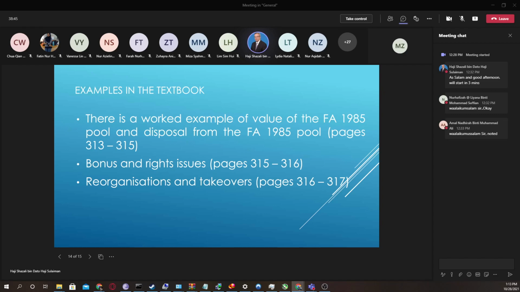Continuing the above exercise, suppose that Oliver sold 3,000 shares. Okay, so he sold 3,000 shares on 10th of July 2018 for 24,000. Compute again the value of the 1985 pool following the disposal. And then the indexation factor has been given as 1.852. And then from July 1986 to July 2018 is 1887.